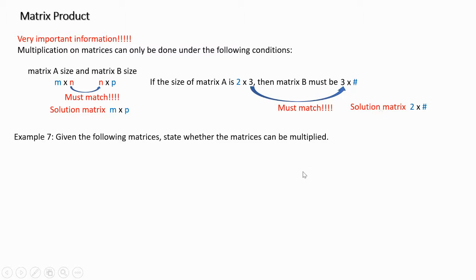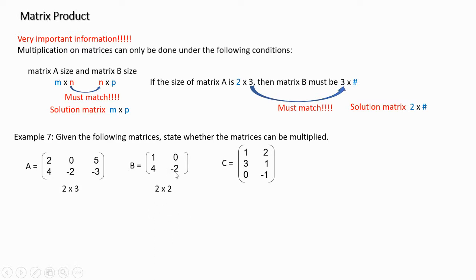Now, given the following matrices, state whether the matrices can be multiplied. Here, I'm just going to put yes or no. So, for example, matrix A is equal to this. What size will that one be? Let me do them all here. This will be a 2 by 3. This will be a 2 by 2. How about C? What size would it be?